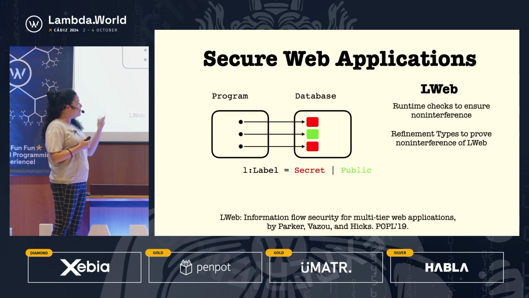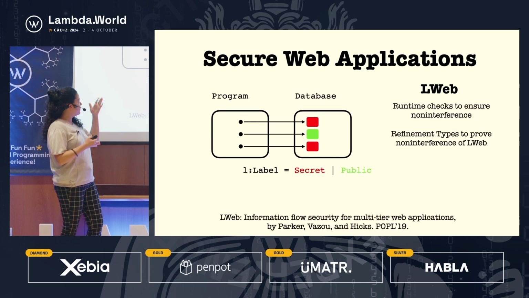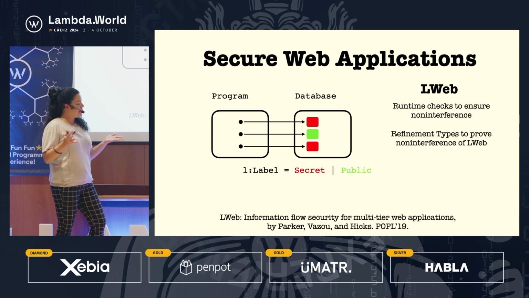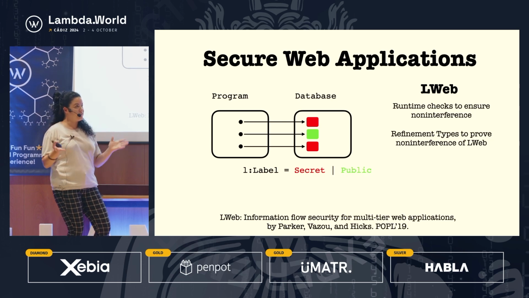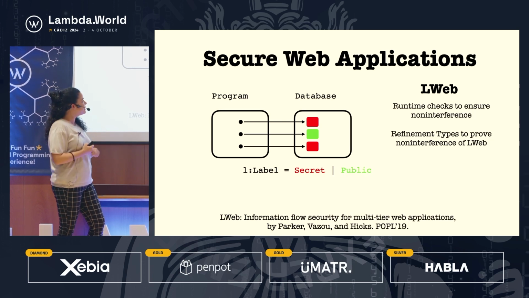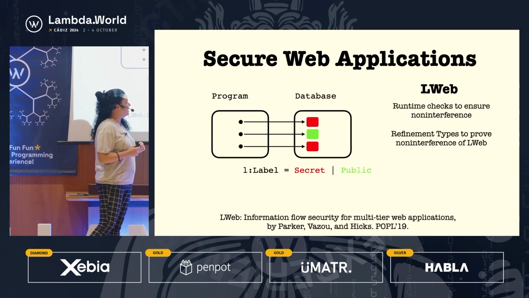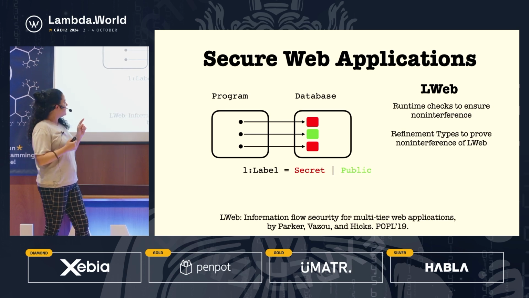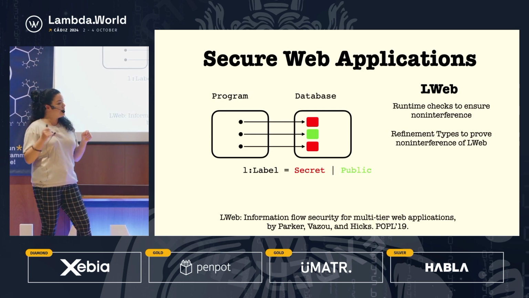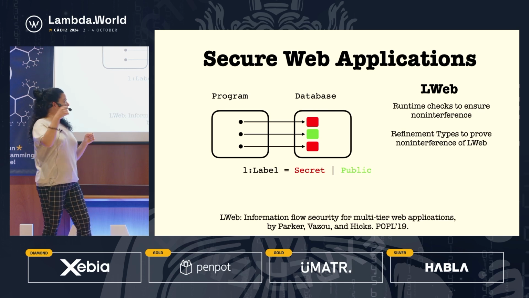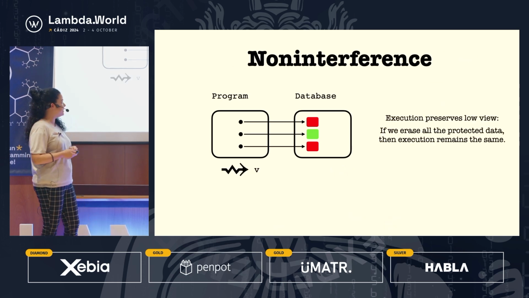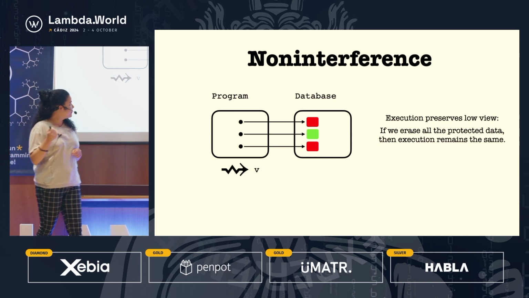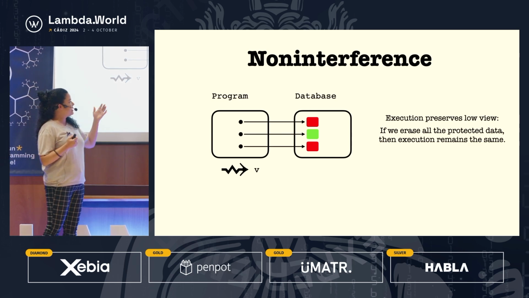So LWeb is an application that actually relies on a Haskell library about non-interference called LIO, and LIO is a very good library because it basically uses IO as a security monad to make sure that nothing leaks. And on top of LIO, we developed LWeb, which also has access to a database. And in our POPL 19 paper, we used refinement types on a model of LWeb to prove non-interference. And exactly the theorem we proved is that execution preserves low view.